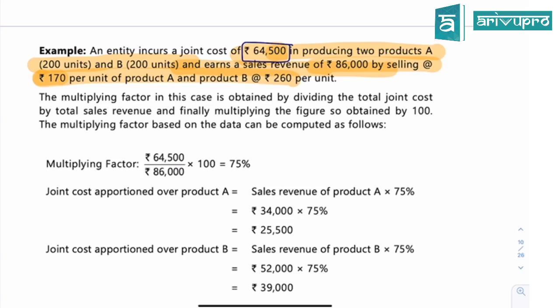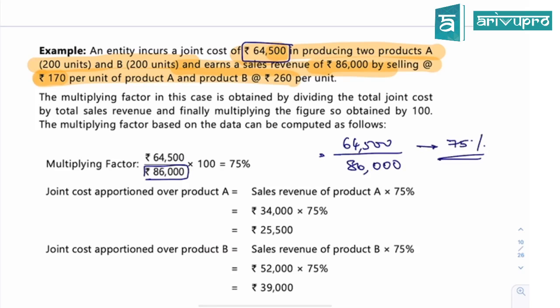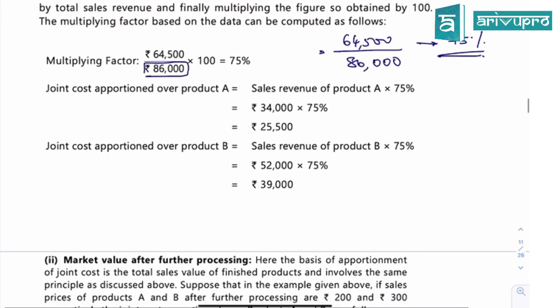Okay, out of my total revenue of 86,000, I am incurring 64,500. So that means 75% becomes my multiplying factor. So whatever revenue I have achieved, 34,000, I multiply by 75%, and again 52,000 multiplied by 75%.